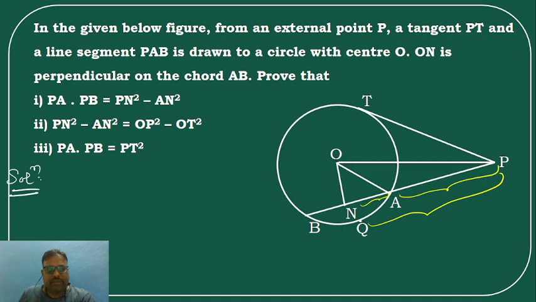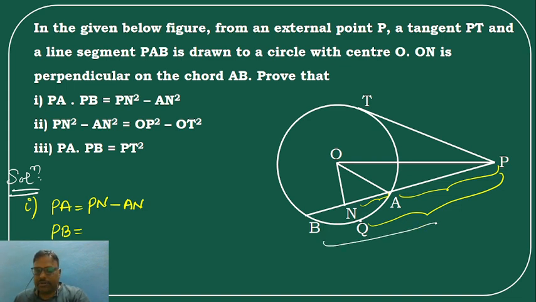So when I am solving the first case, I can write that PA is equal to PN minus AN. You got it. Now similarly, PB. To get this complete PB, I can write this as PN plus BN, right? So PB is equal to PN plus BN.